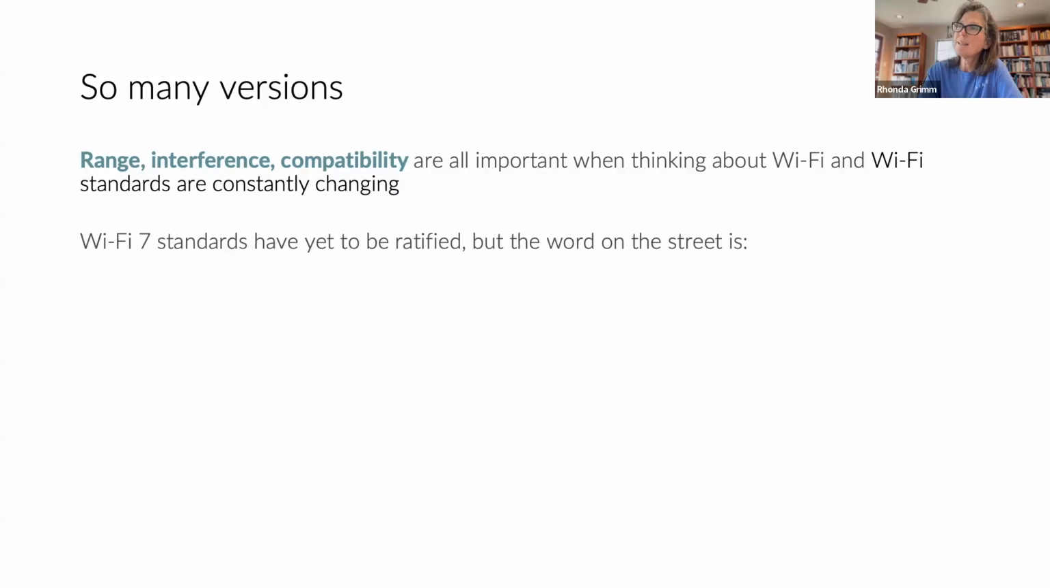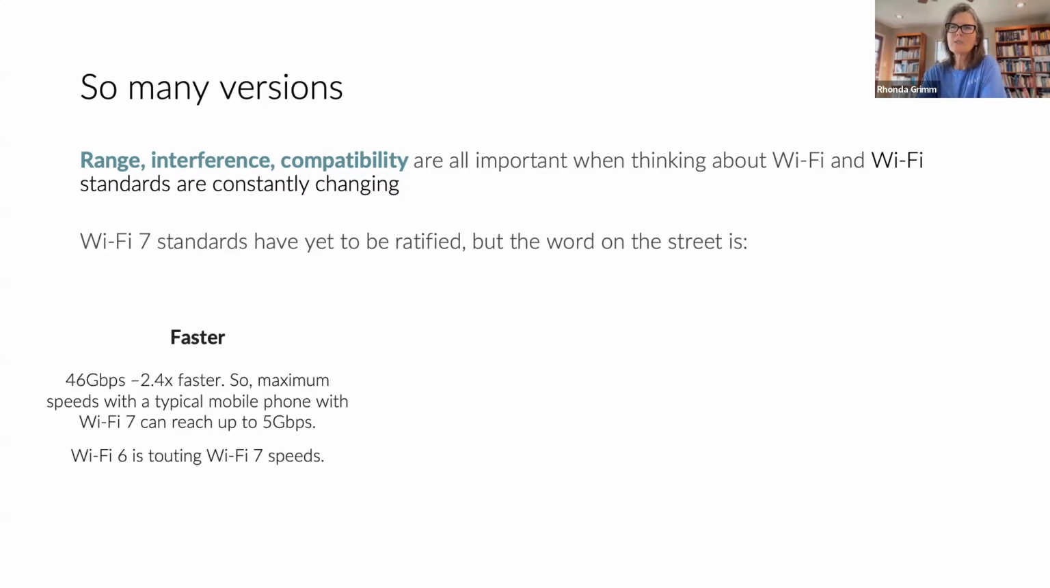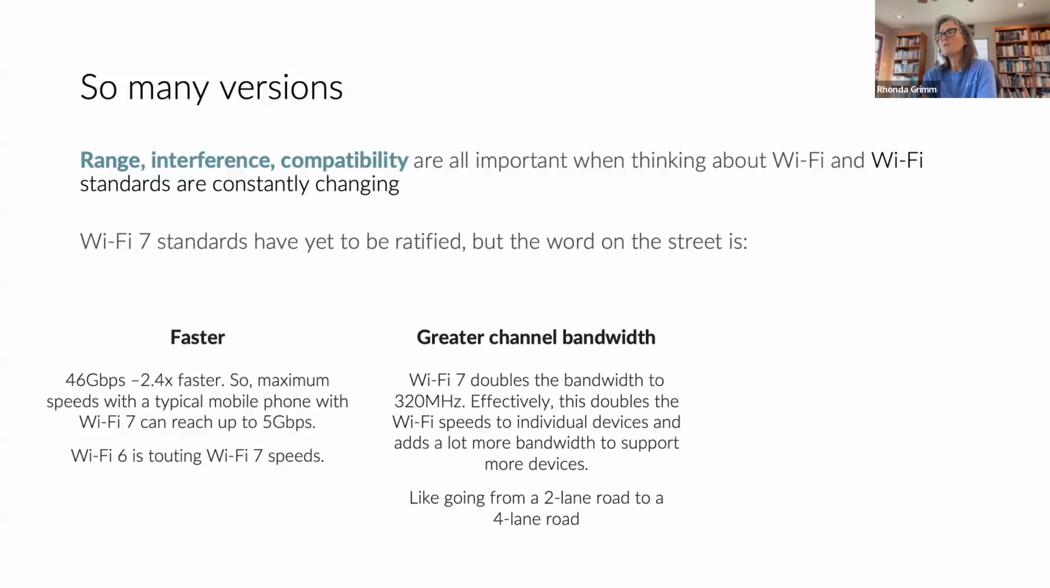You'll hear that Wi-Fi 7 is on the horizon. Wi-Fi 6 we're running into quite a bit, and it's great because it just gets faster and faster. Wi-Fi 6 is touting Wi-Fi 7 speeds. The complete standards for Wi-Fi 7 have yet to be ratified, but they're coming quickly. It's considered 2.4 times faster, can reach up to 5 gigabits per second. It has great channel bandwidth. It effectively doubles the Wi-Fi speed.